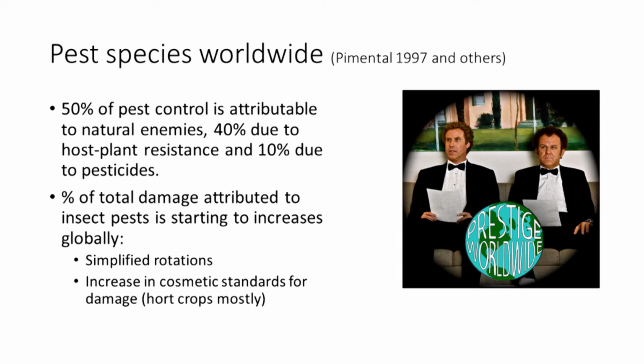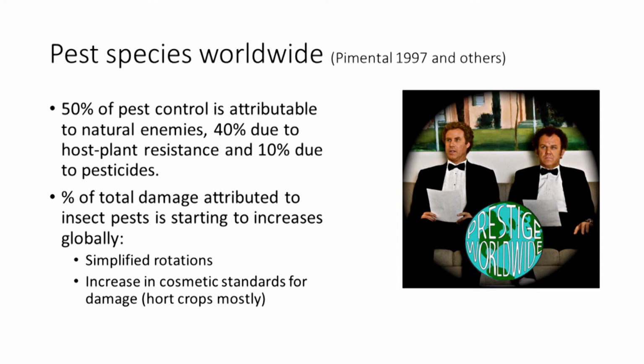Worldwide, about half of pest control is attributed to natural enemies. That would be things like natural insect predators in an agricultural system. You're not necessarily introducing biological control agents, but they're already there, living in the patch of grass or in the forest or whatnot. 40% of pest control is due to host plant resistance. Host plant resistance is controlled by the genotype. That's not a fungicide or herbicide or insecticide that the farmer's spraying. It's genes present in that crop. And 10% of pest control is due to your herbicides, insecticides, and fungicides.